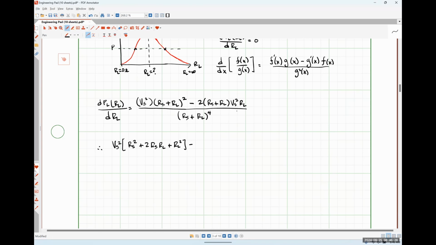Now let's see what I have here. So I've got a factor of VS squared. I'm going to pull that out as well. So I have 2 times RS times RL. And then I have 2 times RL times RL. So that should be minus twice RL squared. And set this equal to 0.